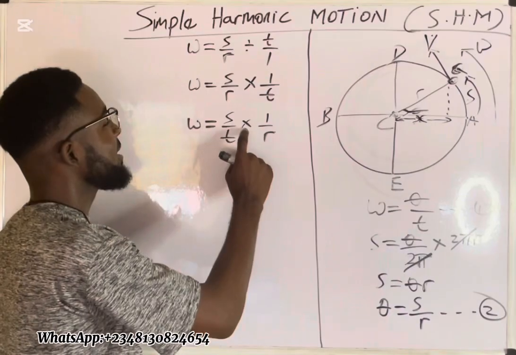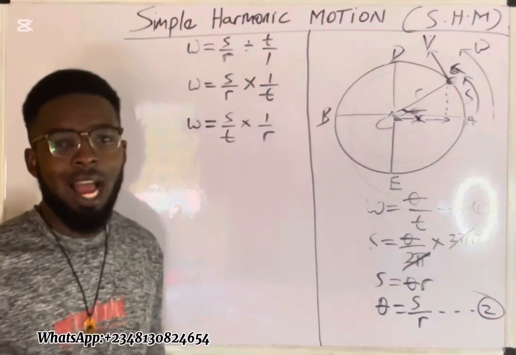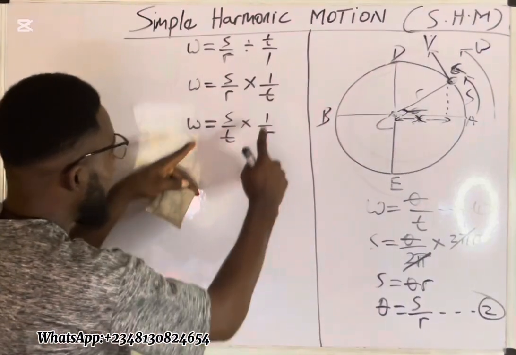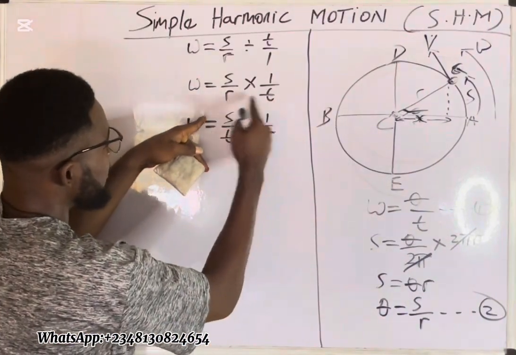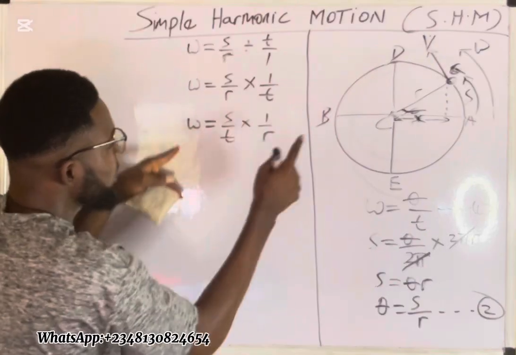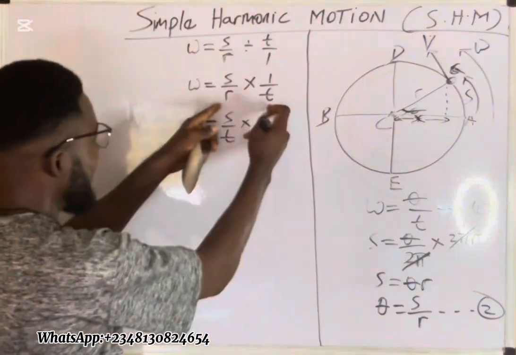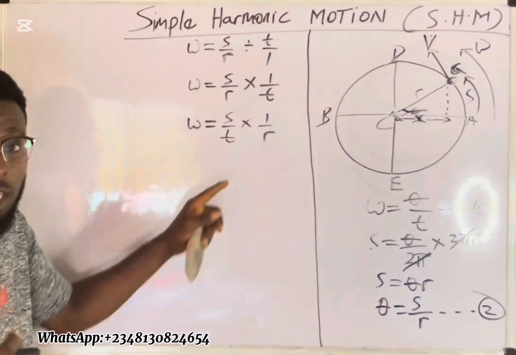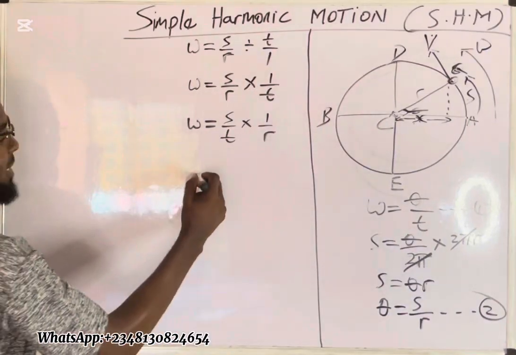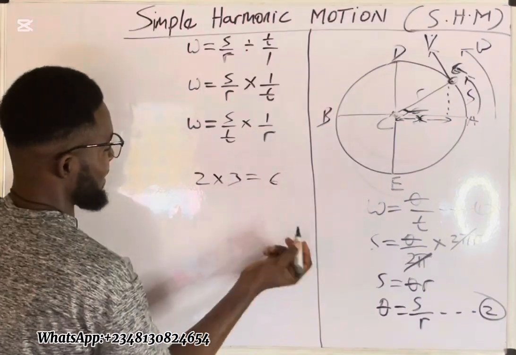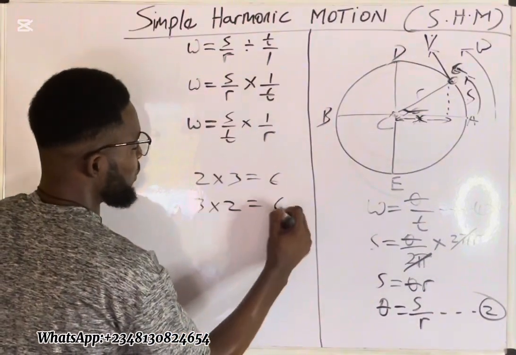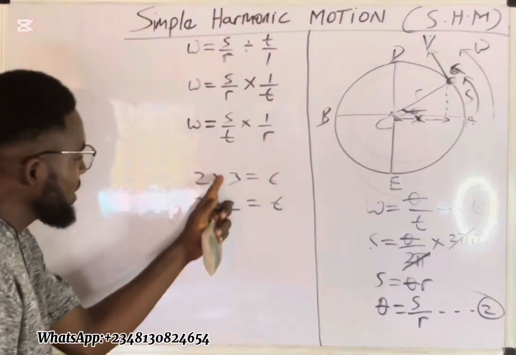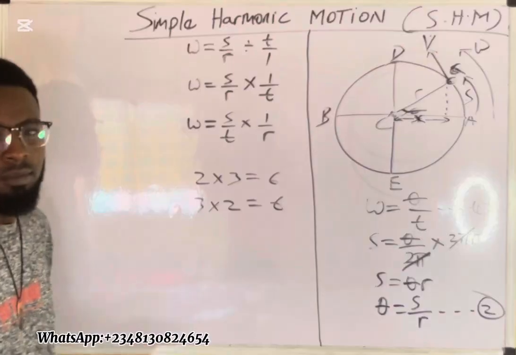Remember that this is multiplication, and multiplication is commutative. I can easily change t, put t here, put radius here, and it will give me the same thing. I can interchange these two and it will give me the same thing. It's just like saying 2 times 3 is equal to 6, and 3 times 2 is equal to 6. If you interchange it, it will still give you the same thing because you are using the multiplicative law. It's commutative.